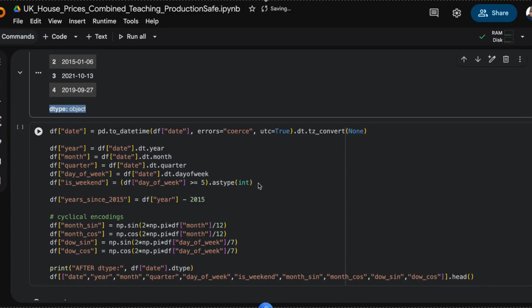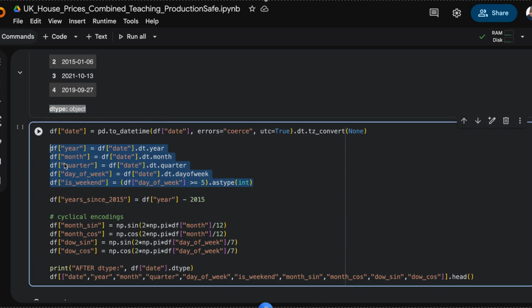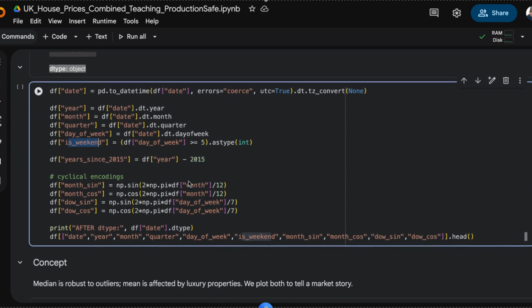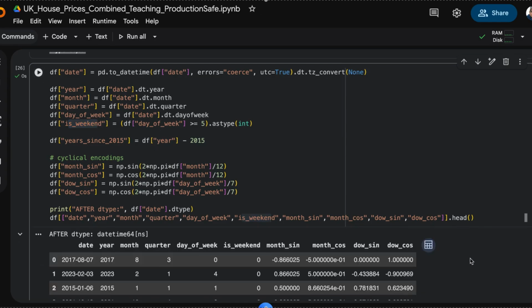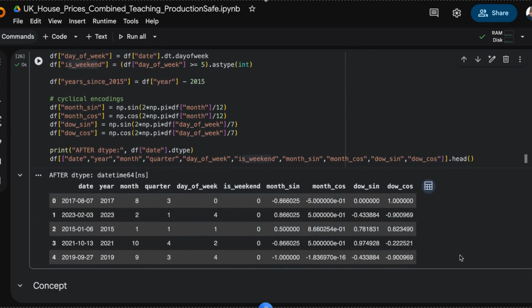We now convert the date column into a proper date-time format. This will allow us to extract year, month, quarter, day of week, sort chronologically, and compute time differences. After conversion, the data type changes to datetime. Now the column has temporal structure. From the date, we extract year, month, quarter, day of week, and is weekend.